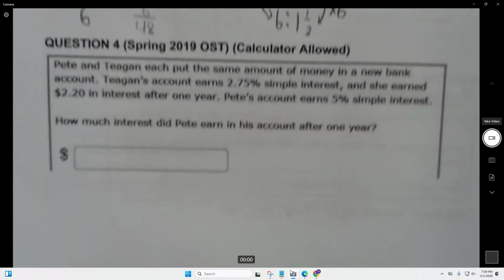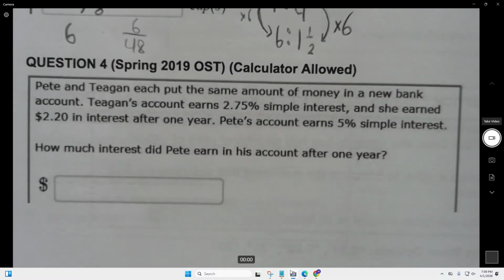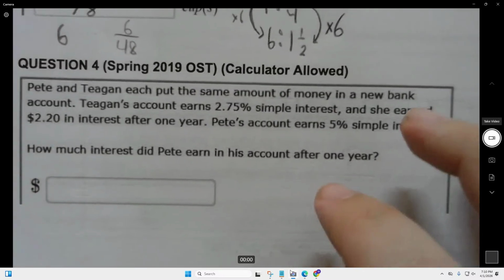Question 4. Pete and Tegan each put the same amount of money in a new bank account. Tegan's account earns 2.75% simple interest, and she earned $2.20 in interest after 1 year. Pete's account earns 5% simple interest. How much interest did Pete earn in his account after 1 year? This is another double percentage problem. Okay, here's how we need to approach this.